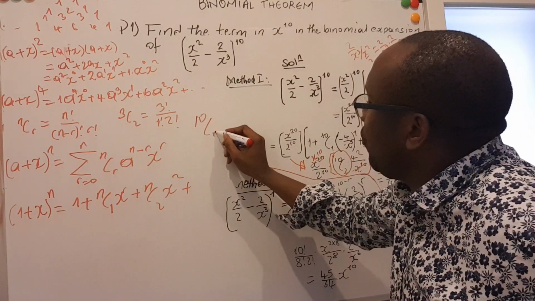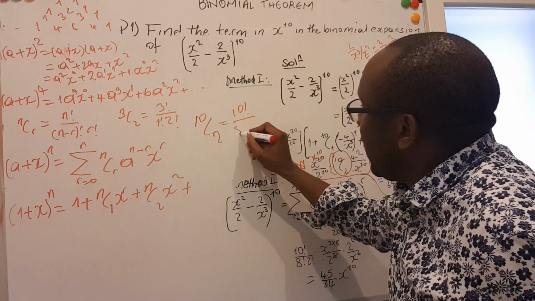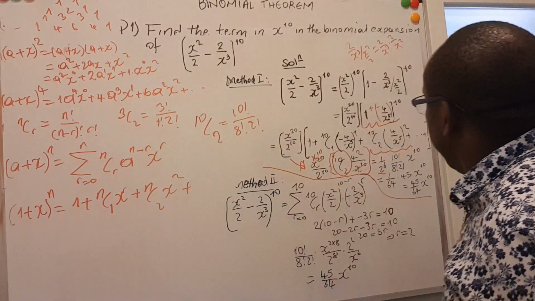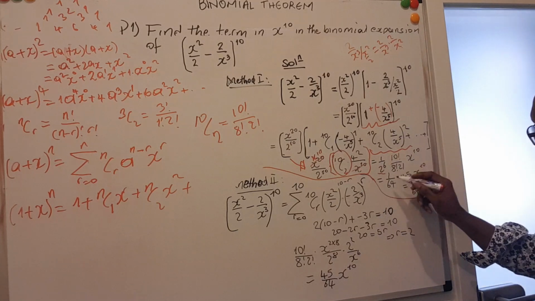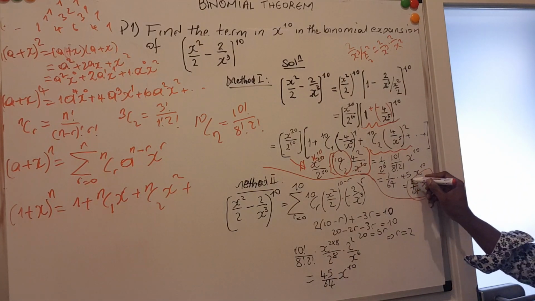So 10 combination 2 is equal to 10 factorial divided by 10 minus 2 factorial. That is 8 factorial and 2 factorial. So I get that here. If you simplify that expression, you get 45 on 64 x to the power 10. And that is what we are looking for.